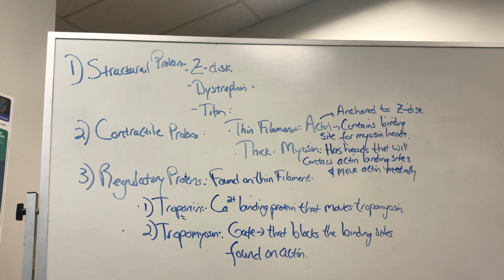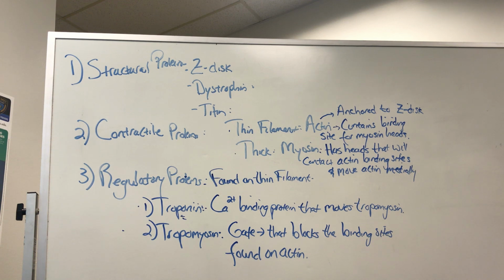Right? Myosin heads, right here. Myosin heads bind to the active binding sites on actin, forming cross bridges. Cross bridges are just a fancy name for actin-myosin interaction. The more cross bridges, the more actin and myosin interact with each other, the stronger the contraction.